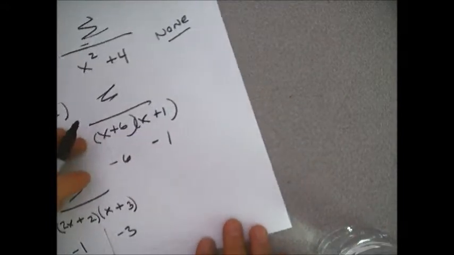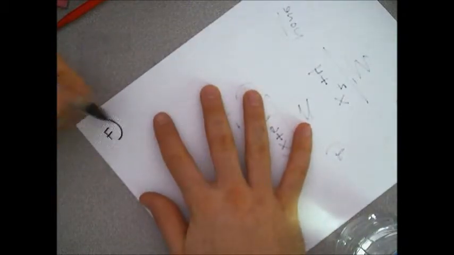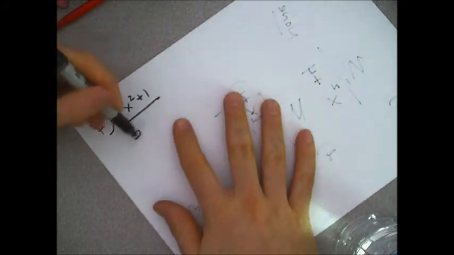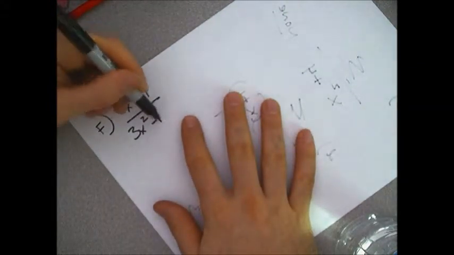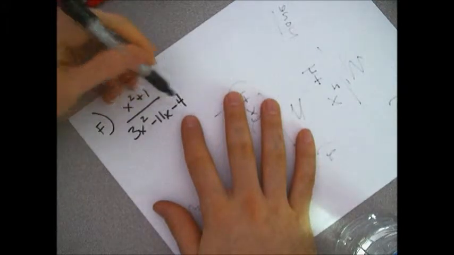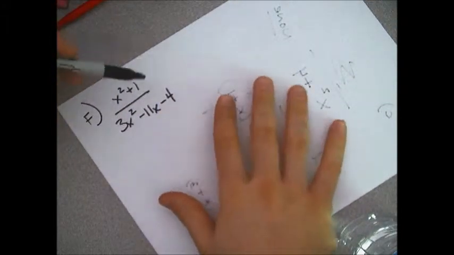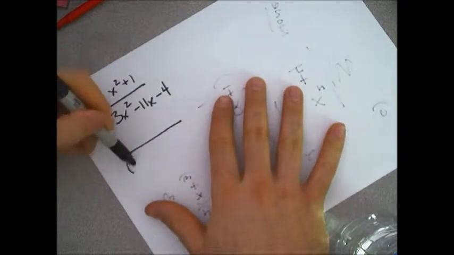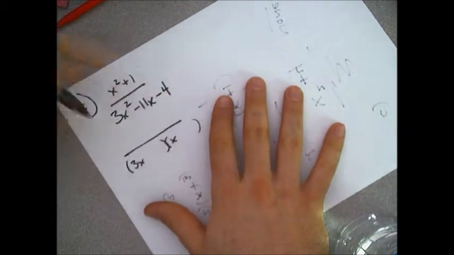And the last one, part F. So we have x squared plus 1 over 3x squared minus 11x minus 4. All right, so we got to figure out how to factor this bottom. So what's going to go on the bottom? I'm going to say 3x and x. Would you agree? Okay, I'm trying to create a negative 11 in the middle, right?